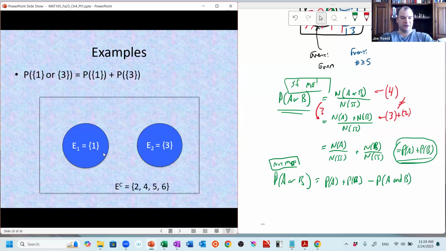We can see our Venn diagram here as well. 1 and 3 are in two separate circles. There are no outcomes in common. There's no overlap to the circles. And then the complement that's outside of both of these events is 2, 4, 5, 6.